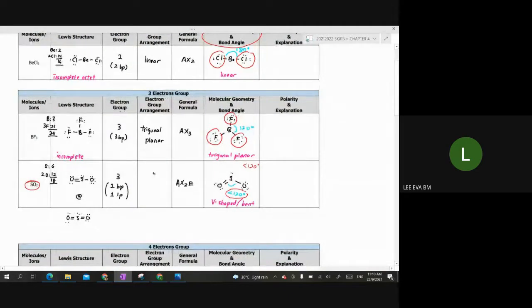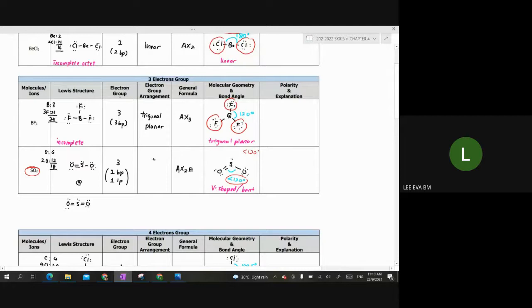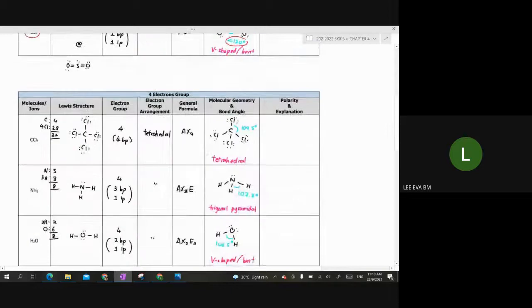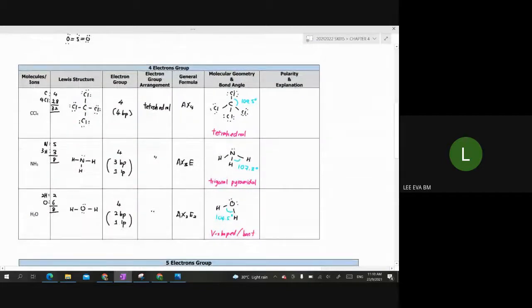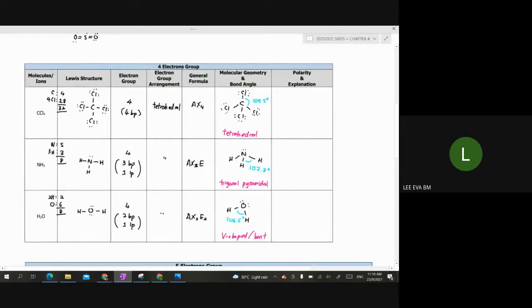Okay, so including the shape over here, you will see this one is V shape, where you have a combination of two bonding pair with one lone pair for SO2. Whereas for 4 electron groups, you can check your answer over here. We have tetrahedral for CCl4, bond angle 109.5 degree.